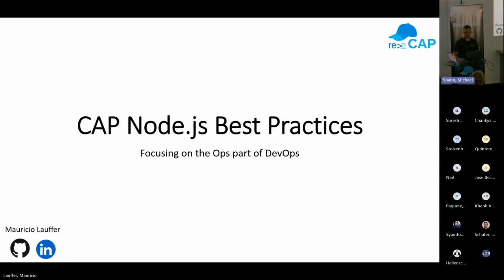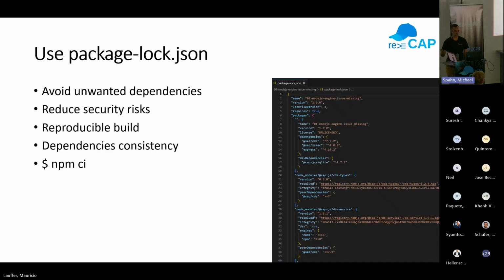I will try to start with the simplest one, which is using a package lock. This is for Node.js, not Java, right? So, package lock. This is the simplest one, and for some reason, some people git ignore this file. I don't know why, but they do.